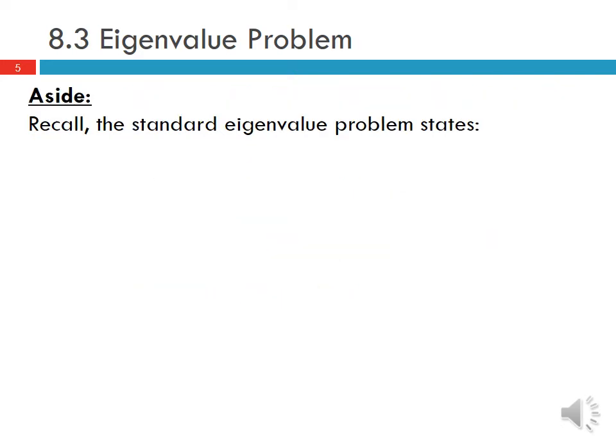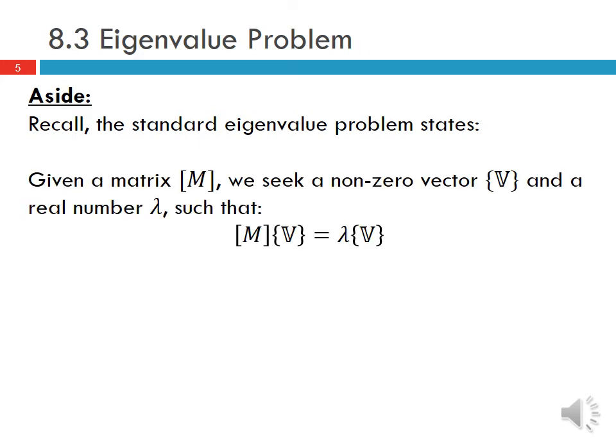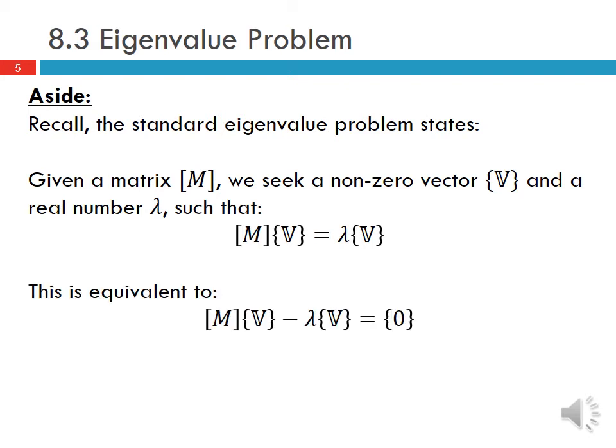Now, as an aside, let's recall what the standard eigenvalue problem is. So this says that given a matrix M, we seek a non-zero vector v and a real number lambda such that Mv is equal to lambda v. So this is equivalent to saying Mv minus lambda v is equal to the zero vector. Or M minus lambda I, where I is the identity matrix, times the vector v is equal to the zero vector.